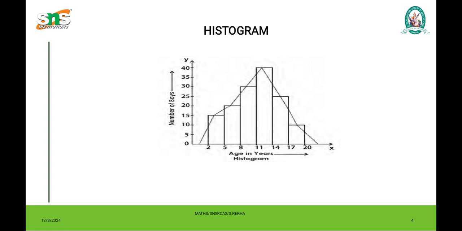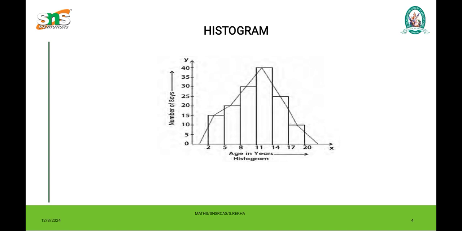In the diagram I have given it as 5, 10, 15, 20, 25, 30, 35, 40. So for 2 to 5 it is 15, for 5 to 8 it is 20, for 8 to 11 it is 30, and then 40, next 25, next 10. So you can give the range like this. Based on the range you can draw the frequency polygon in this diagram also, otherwise you can see the frequency polygon separately.